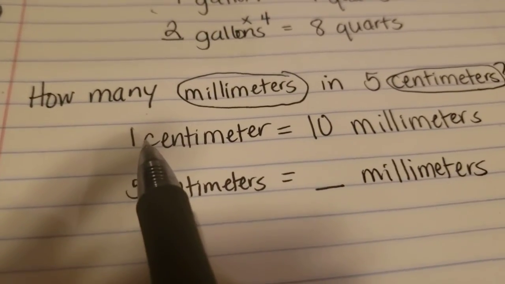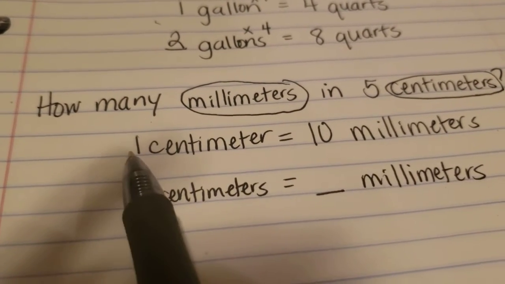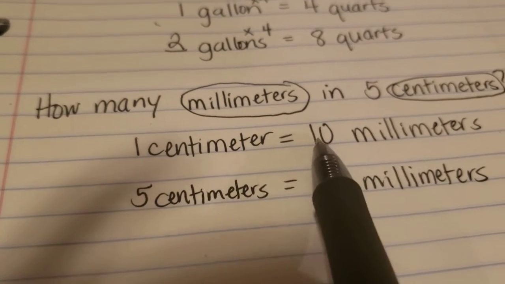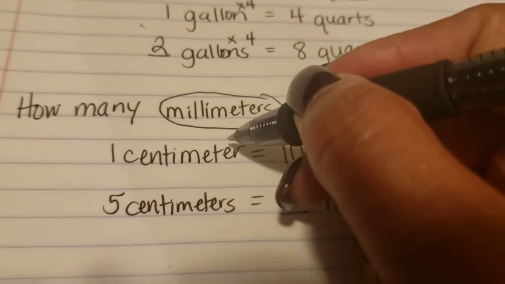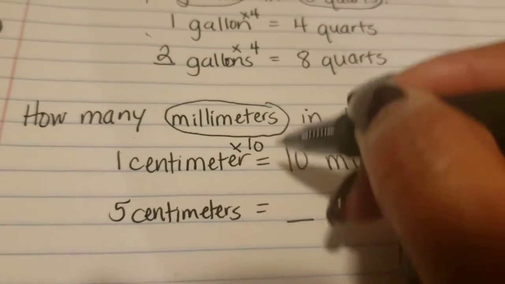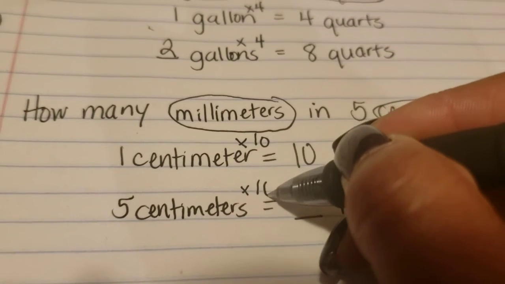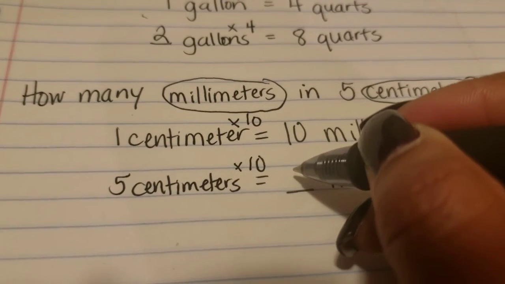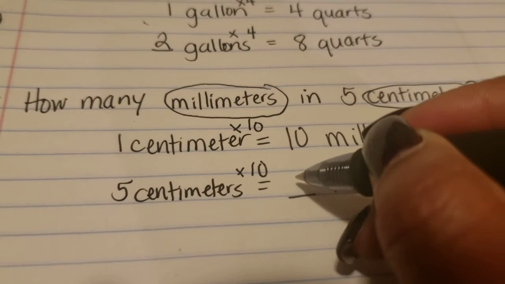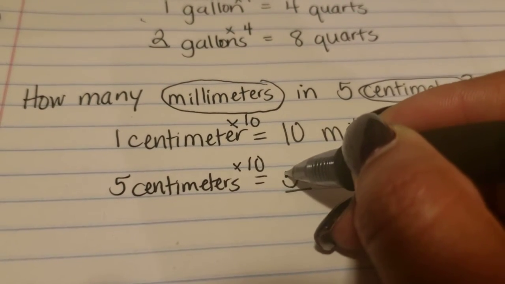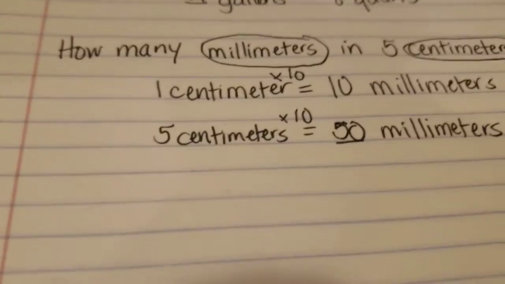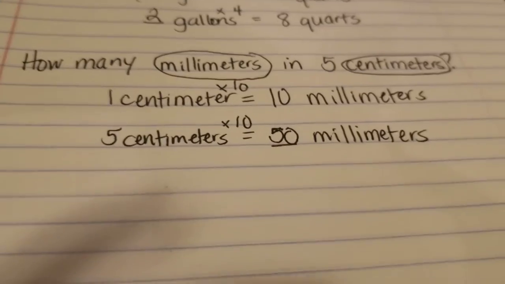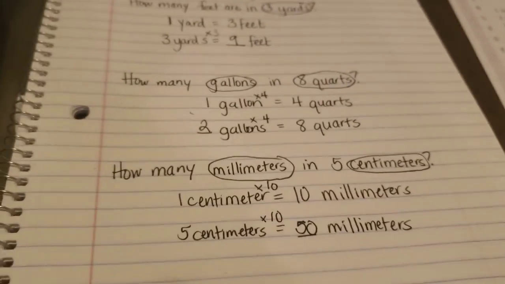So now let's look here, 1 to 10. I think you kind of got it by now. It's getting bigger, so multiply. What number times 1 will give me 10? And that is 10. So I use that same idea here. 5 times 10, we know this. Take your original number, which is 5, and add a 0 to it when we are multiplying by 10. So 5 centimeters is the same as 50 millimeters.